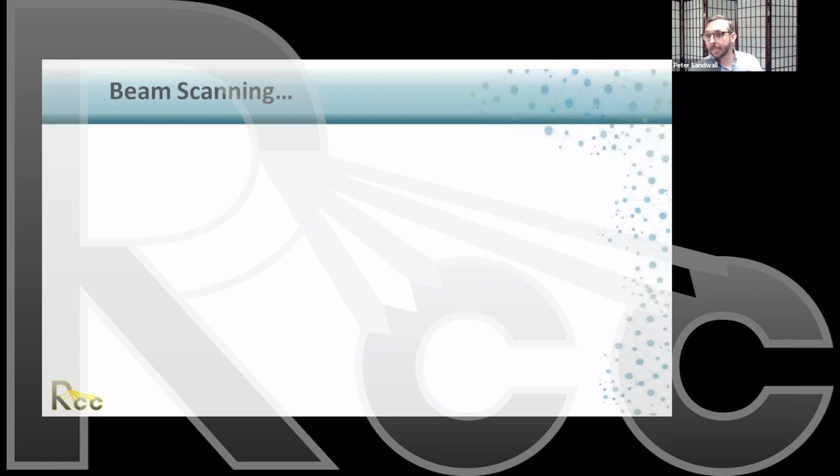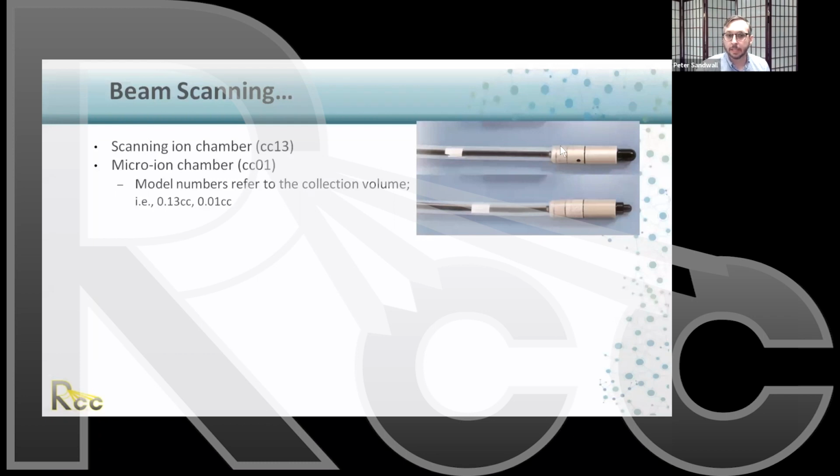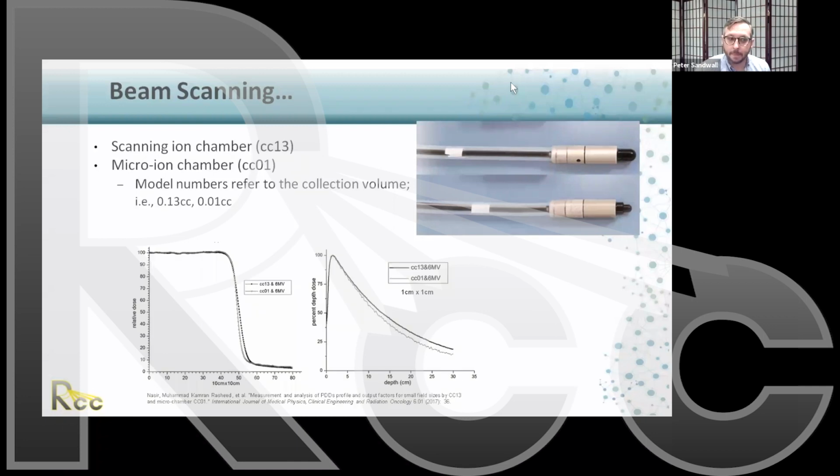So with beam scanning, that's when getting a small chamber really is important. Many of you listed the CC13, and you also listed the SNC 0.125, essentially a very small difference in volume, but very similar. The micro chamber, CC01, and those refer to their size, 0.13 cc or 0.01 cc. Here's a picture of them. Many of you, I'm sure, have worked with them, but these are good for scanning.